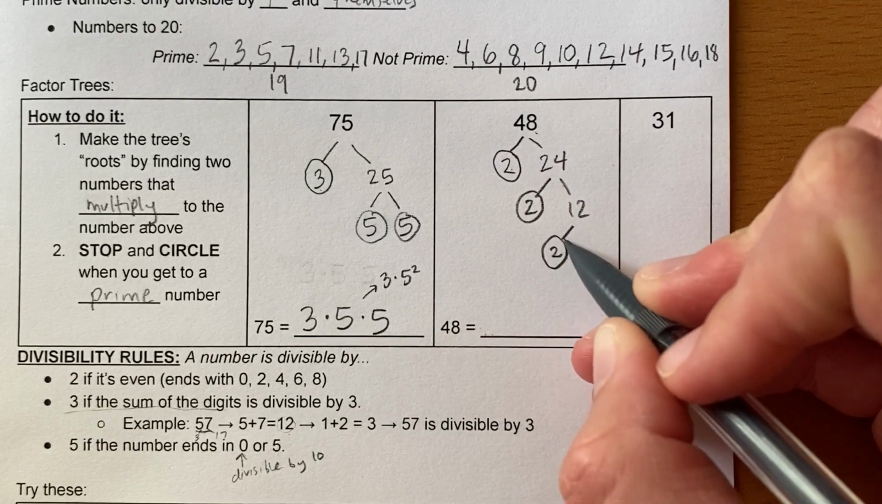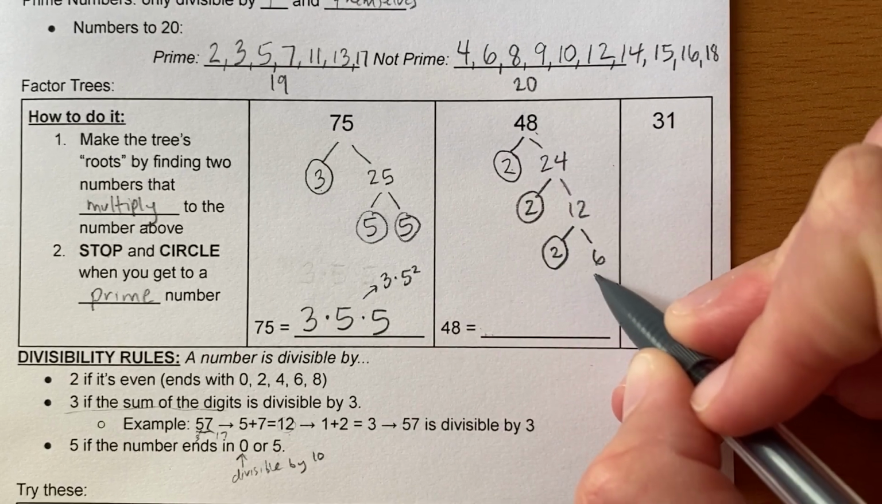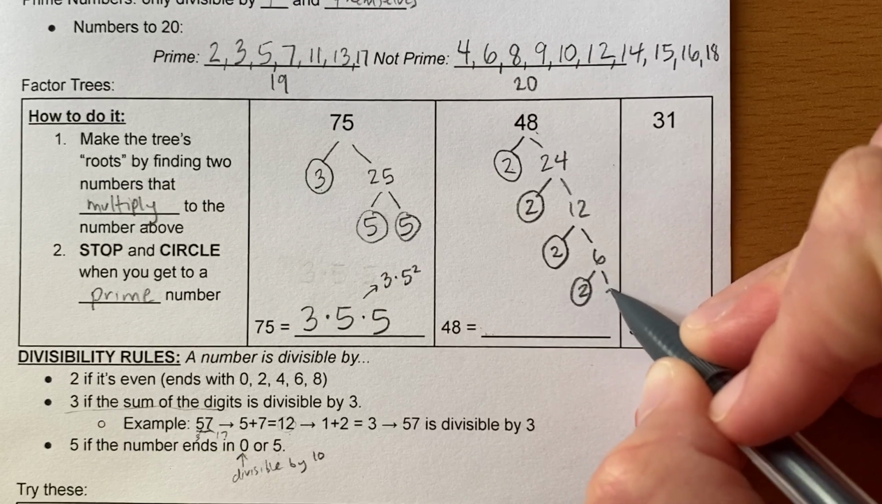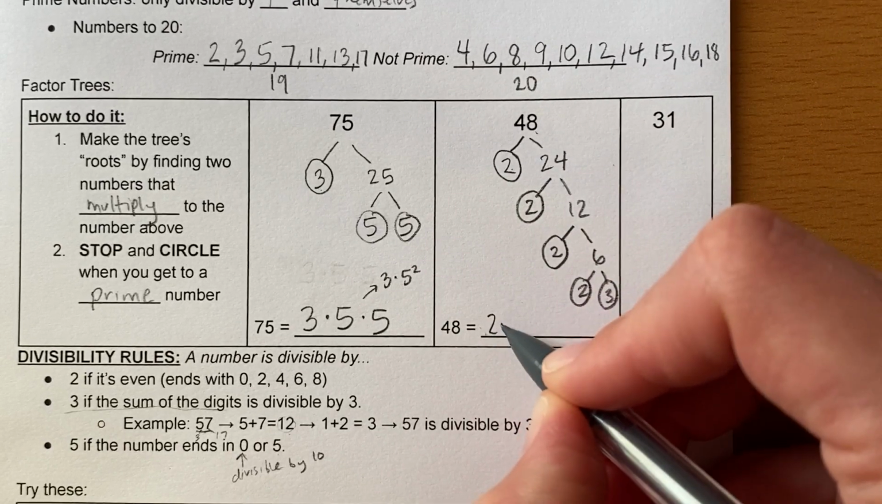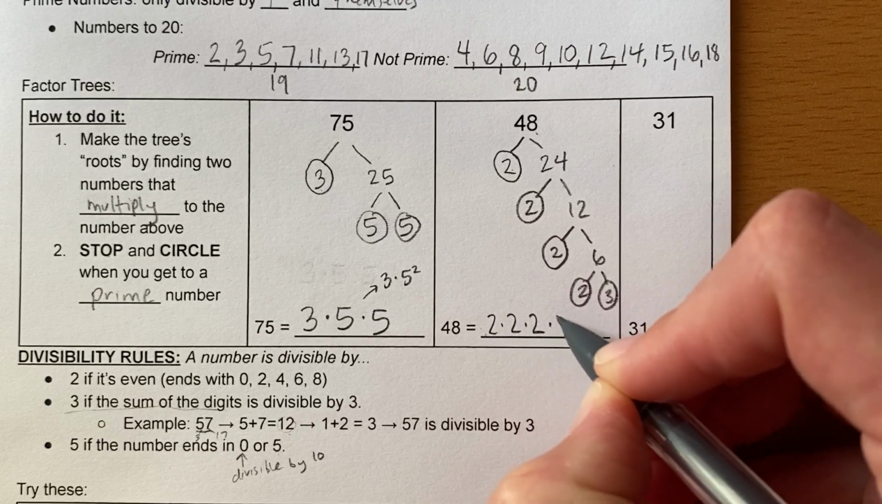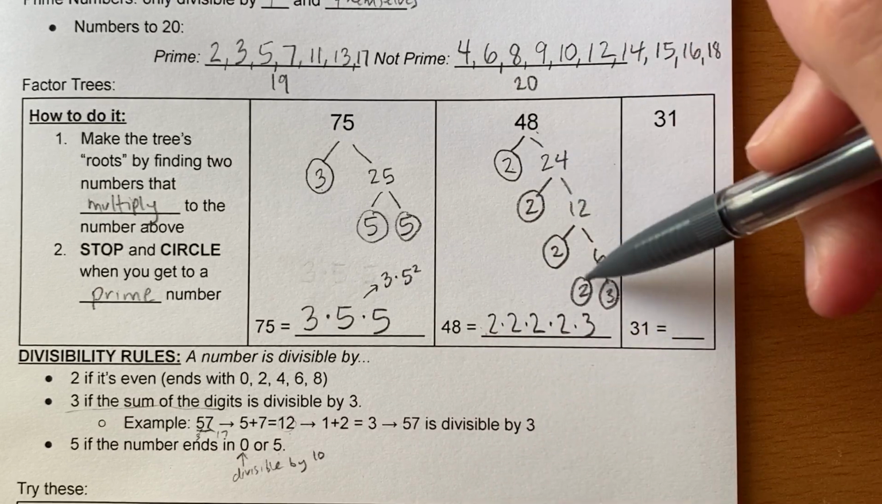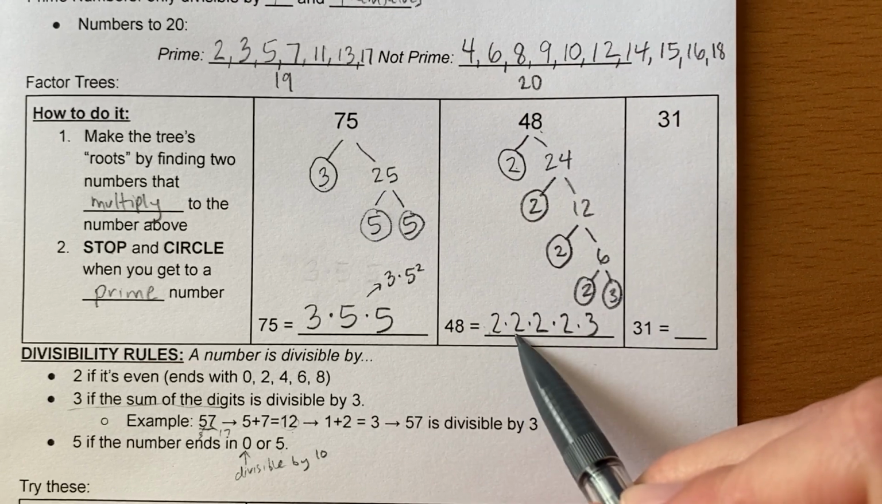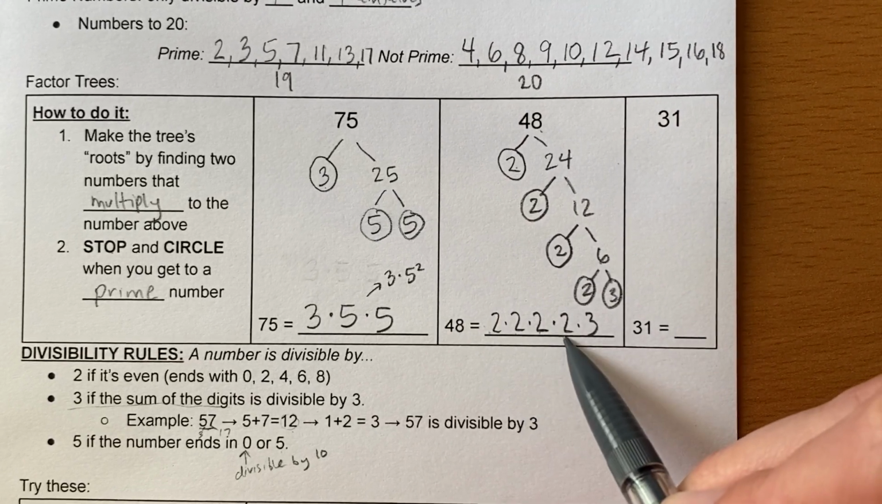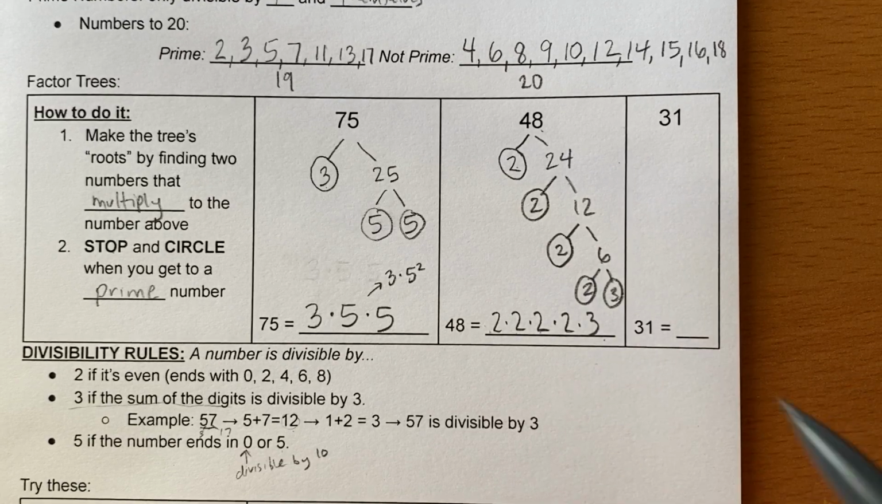12 is even. Take a 2 out. 6, ooh, that's also even. Take a 2 out, right? This is fine. This totally works. So 48 is 2 times 2 times 2 times 2 times 3. And just keep count if you end up in this situation. But this totally works. 2 times 2 is 4, times 2 is 8, times 2 is 16, times 3 is 48. So there's your answer.